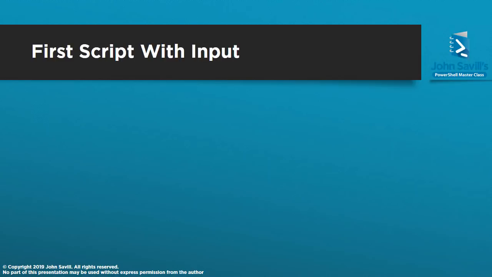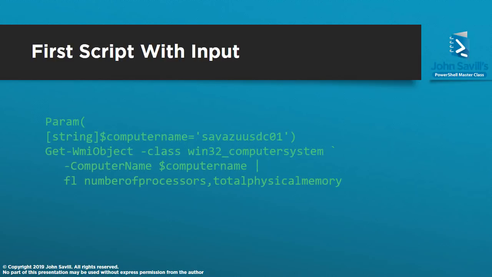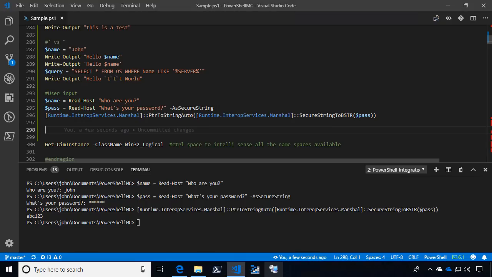So let's look at actually creating our script with input. Here we're going to accept a parameter of type string. We're going to save what's sent to us in $computername, and I'm setting a default value. Then I'm going to do Get-WmiObject, the class of Win32_ComputerSystem for this particular computer name, and list out the number of processes and the amount of total physical memory. So let's actually go and look at this script.